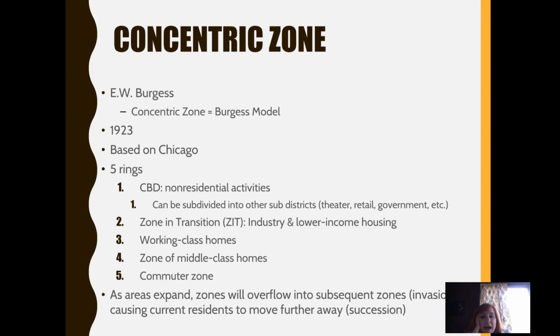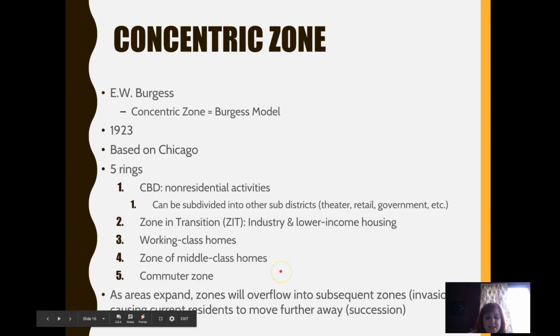3 is working class homes. 4 is zone of middle class homes. And 5 is the commuter zone. You could also call that the suburbs, okay? So this is low income, working class would be the next level, middle class is the next highest level, and we would call these probably middle upper class homes in the commuter zone, okay?